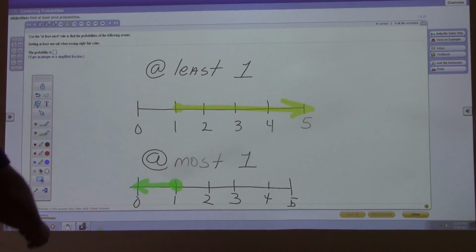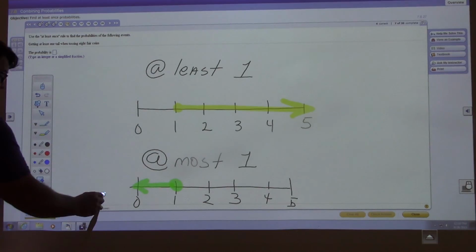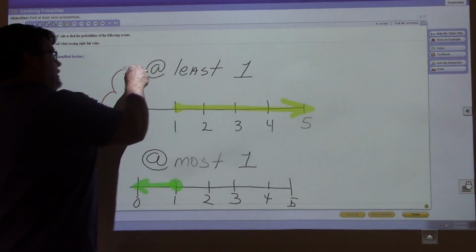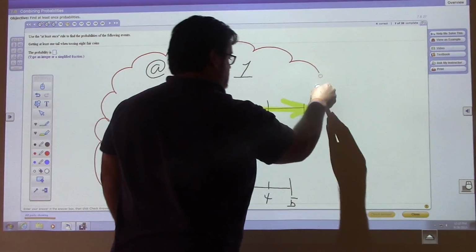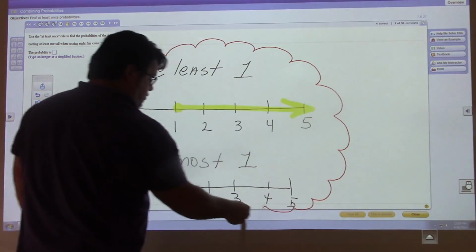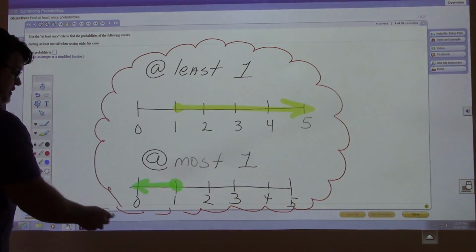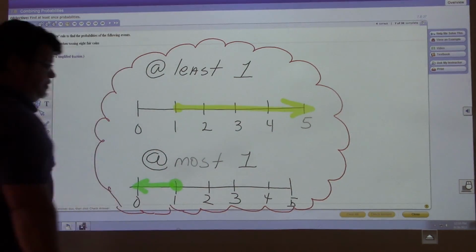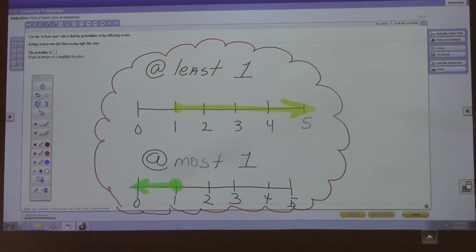Now this is very important. I'm going to take my red. I don't like to write in red, but you need to put that somewhere in your notebook, and you need to make sure you know it before the test because that's important.